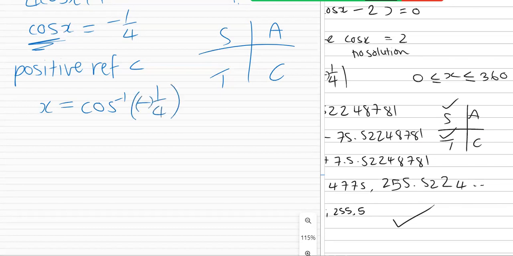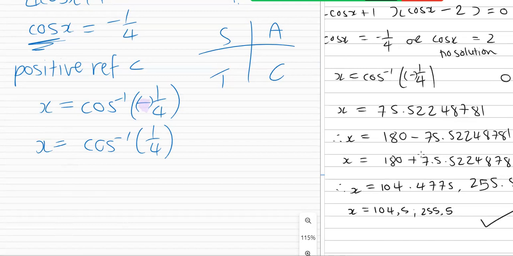But what I do is I put this negative in a bracket. So we're actually getting, in your calculator, cos⁻¹(-1/4). And this is a positive reference angle. Okay. If you have a positive reference angle, this method works. But you get your positive reference angle.